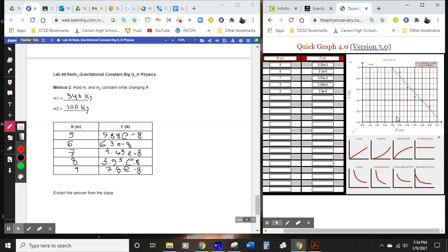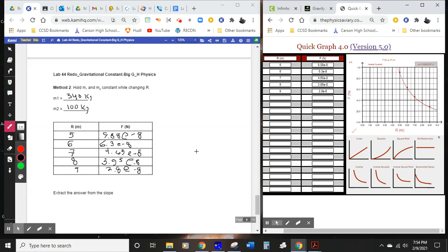And let's see, how do I get rid of this graph here? Okay, so let's try, what's it, inverse square. Okay, so it looks like it's kind of an inverse square. There's an inverse square relationship here. So it's an inverse square relationship. It looks like this here.